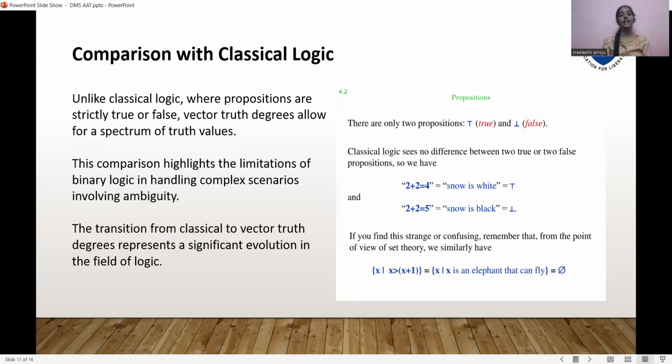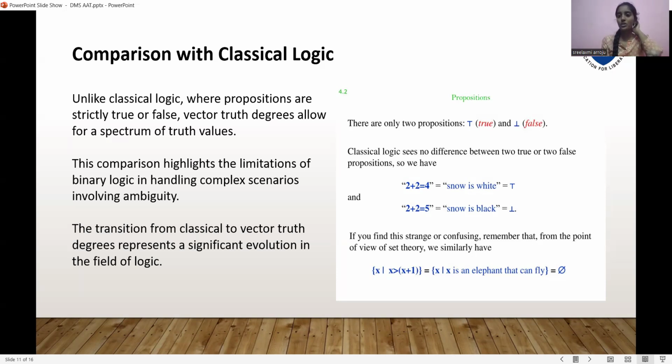Comparison with classical logic. Unlike classical logic, where propositions are strictly true or false, vector truth degrees allow for a spectrum of truth values. This comparison highlights the limitations of binary logic in handling complex scenarios involving ambiguity. The transition from classical to vector truth degrees represents a significant evolution in the field of logic.